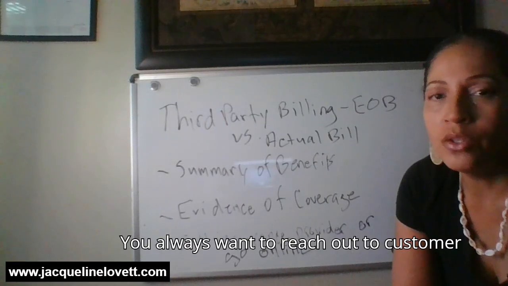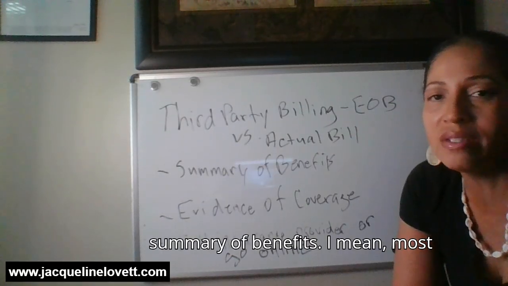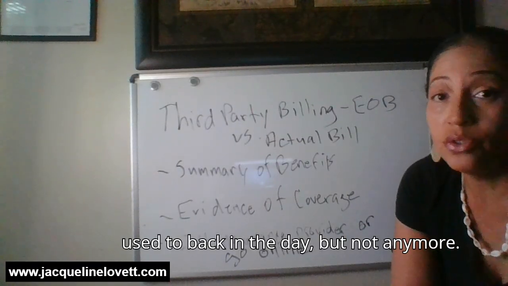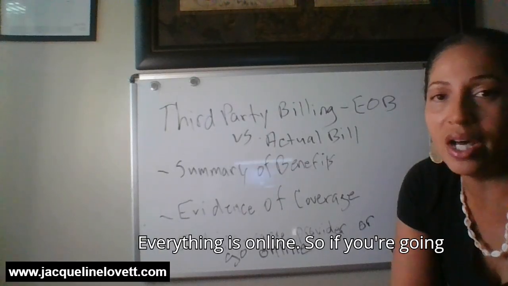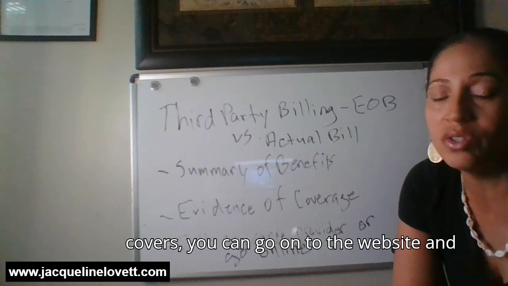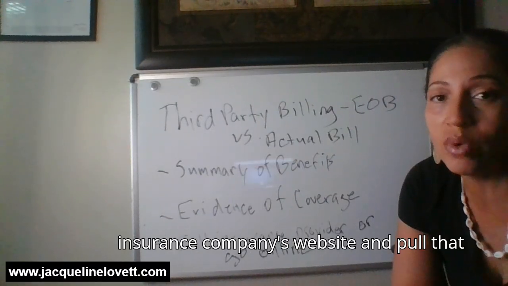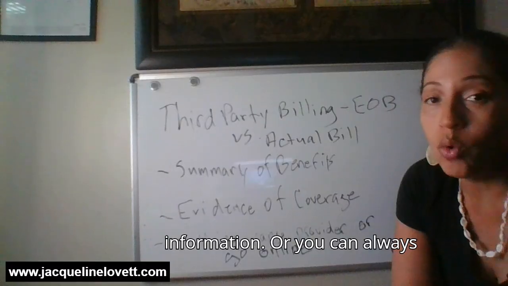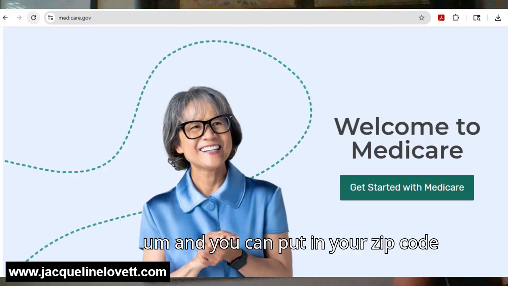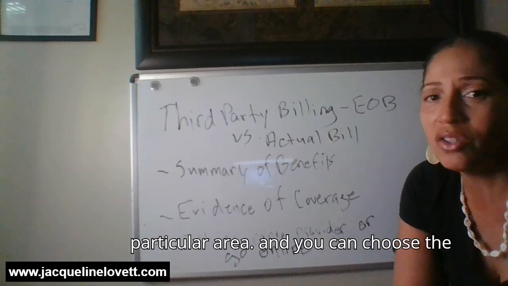But you always want to reach out to customer service if you need a paper copy of your summary of benefits. I mean, most companies, they're not going to send it out to you unless you request it. They used to back in the day, but not anymore. Everything is online. So if you're going to need information about your plan and you're curious as to what it covers, you can go onto your insurance company's website and pull that information, or you can always go on to Medicare.gov and you can put in your zip code there. It'll give you a list of all of the companies and their plans in your particular area.